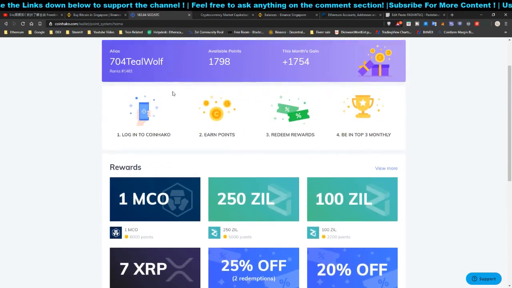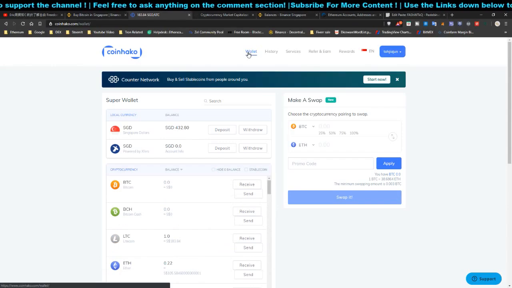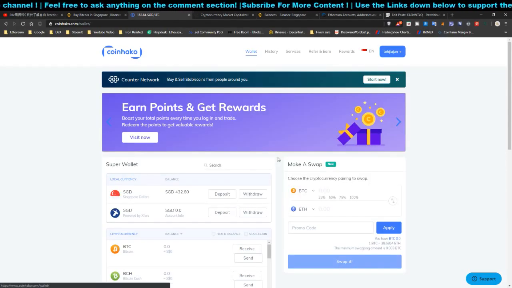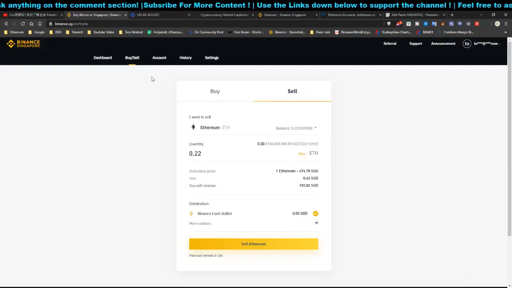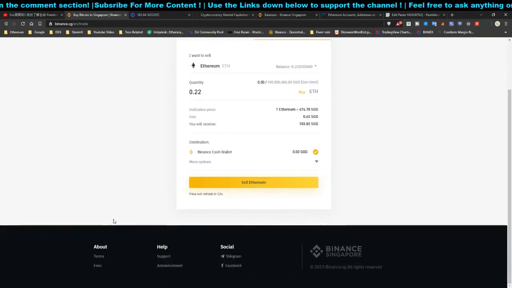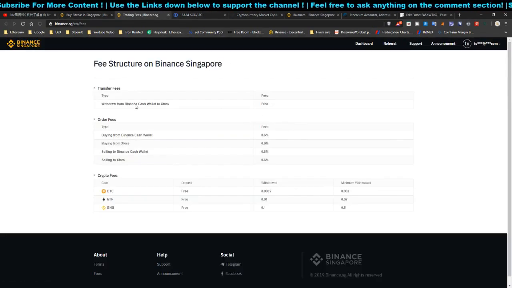And bear in mind that if you are new and you do not have a promo code, you are paying a fee of 1% on every trade that you are doing. On Binance Singapore itself, it is a 0.6% fee. So I'm going to click this and a pop-up is going to show you the fees. Withdrawal from Binance Cash wallets to Xfer is free, and the order fee for buying from Xfer is 0.6%, which is far less than CoinHako.